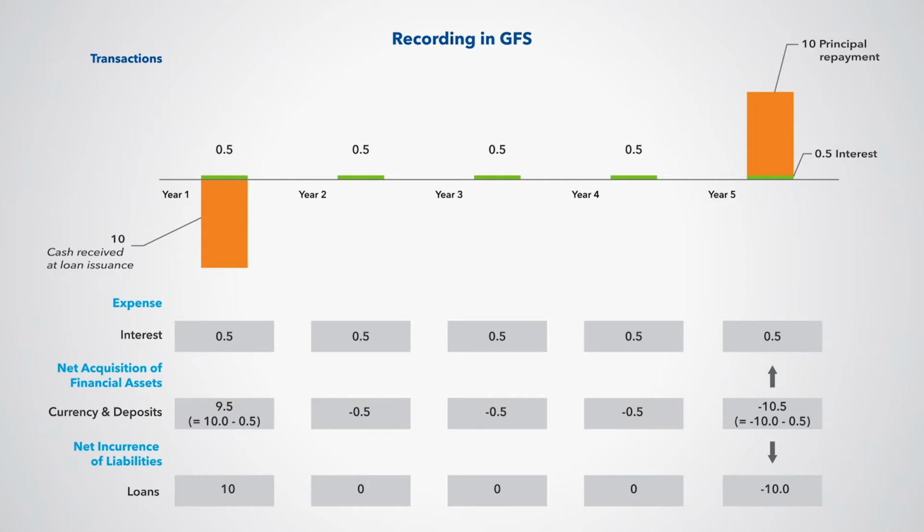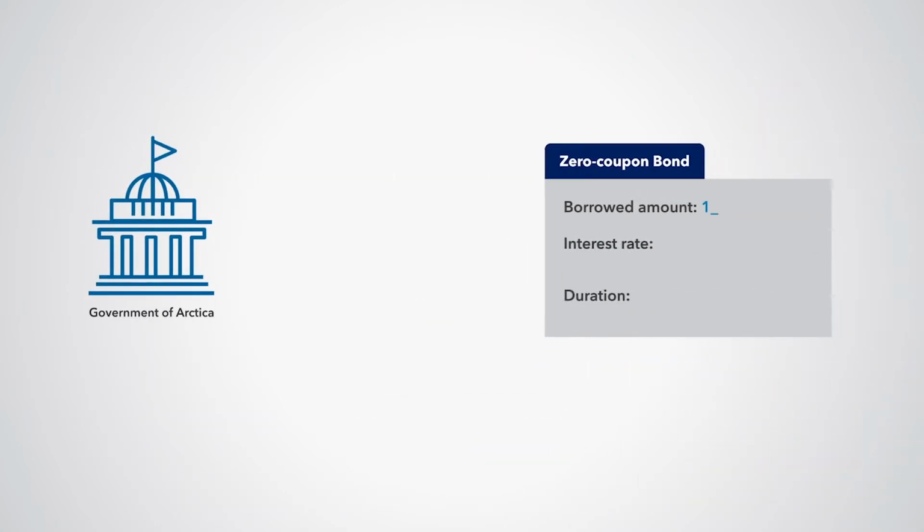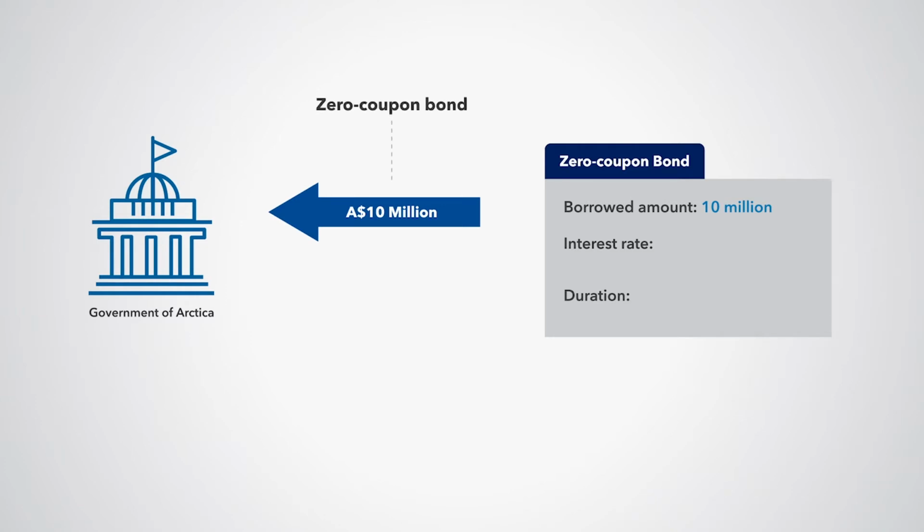Now, let's look at another example. Assume the government in Arctica borrowed the 10 million Arctica cubes by issuing a zero-coupon bond. A zero-coupon bond is an instrument that pays no periodic interest or coupons to the holder. Instead, the bond is issued at a discounted value, and the difference between the redemption price, the bond face value, and the discounted issuance price is the bond interest, which is recorded in the GFS framework.